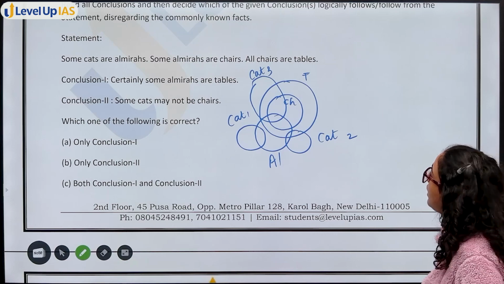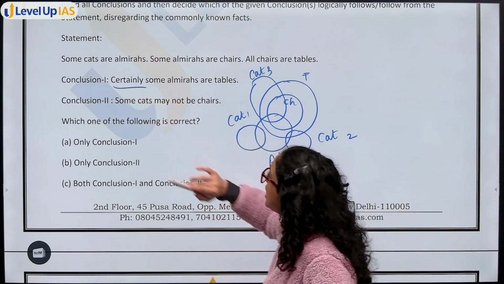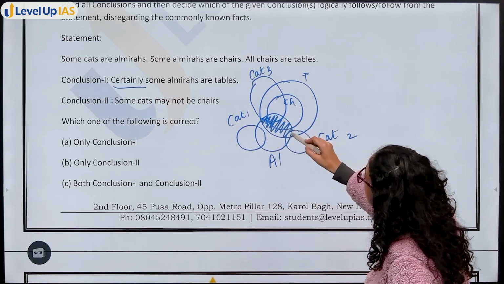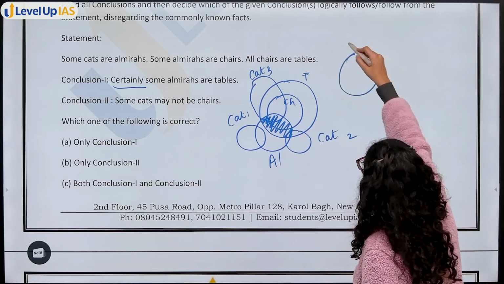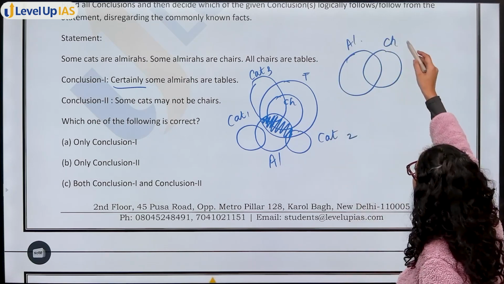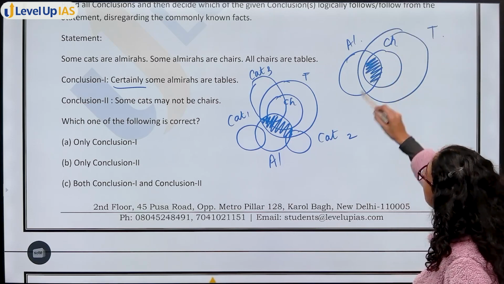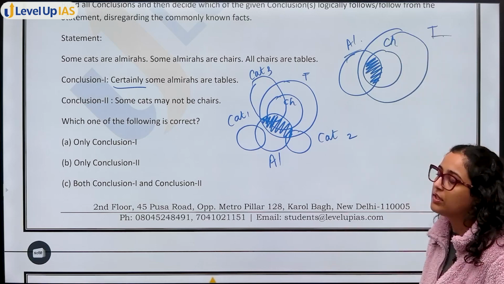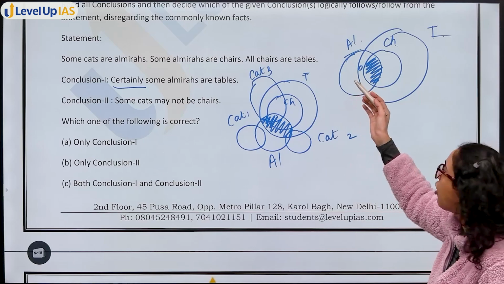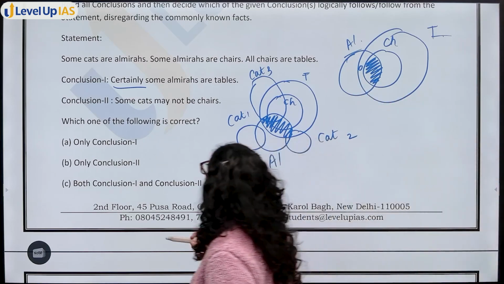Now, certainly some almiras are tables. Certainly, in any case you take, some almiras are tables will be true because some almiras are chairs. Okay? All chairs are tables. So this part will always be common between almiras and tables. Even if you take this part as 0, what is common between almiras and chair, and chairs are tables, all chairs are tables. So certainly some almiras are tables.